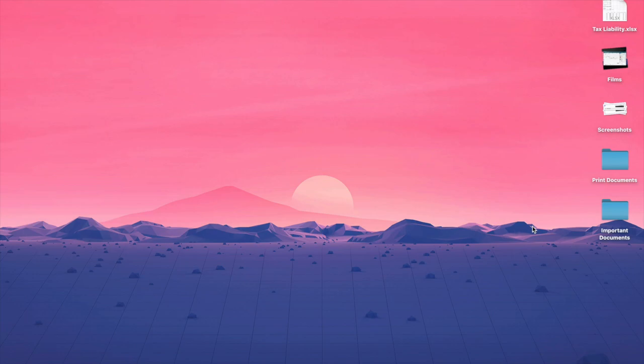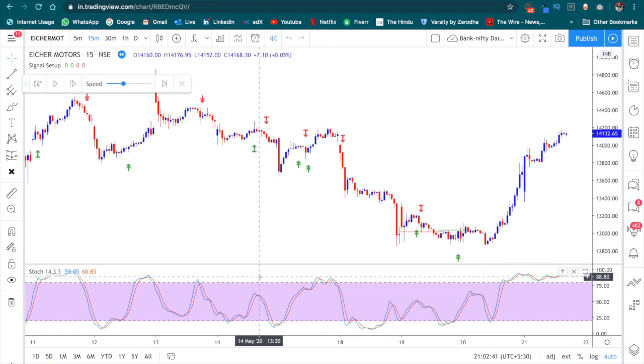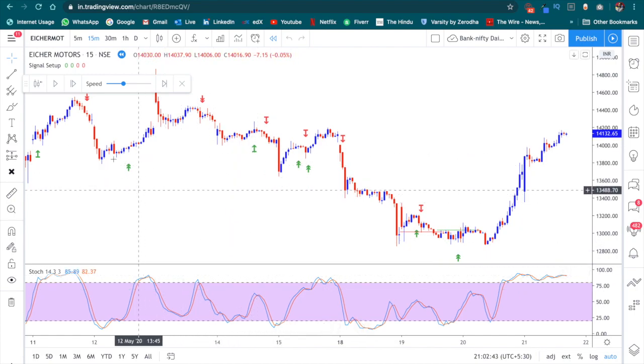Okay, now let's take a few examples of the signal system working during market hours so we can get a better understanding of how the signal system performs. For this example, I have taken iShares Motors at a 15 minutes time frame. I have also used stochastic oscillator as this is one of the common oscillators used by traders today. Now let's see how the signal system would have guided you over the last couple of days.